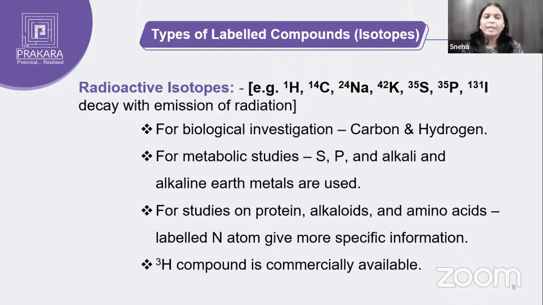Most of the time, to study a biological system or medicinal plant, we use carbon and hydrogen. If we have to study the metabolic pathways of any medicinal plant, we use sulfur and phosphorus. If we have to study proteins, amino acids, or any alkaloid, then we mostly use nitrogen compounds. All these radioisotopes, the condition is that they should be stable. Only if their half-life is long will we use these stable radioisotopes to study the metabolic pathway.